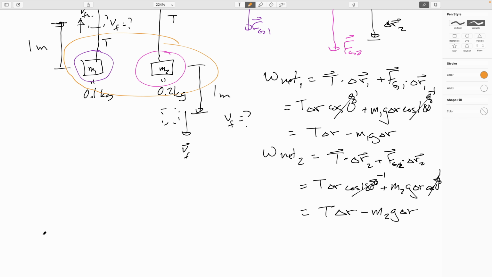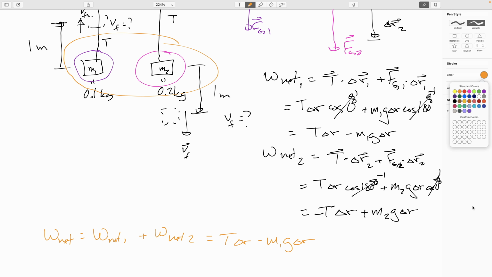So then the net work done will be equal to the work done on object 1, F net 1, plus the work done on object 2, F net 2. So this will be T delta R minus M1 G delta R. Whoops, my bad, I got the signs messed up here. Cosine of 180 is -1, cosine of 0 is +1. My apologies there. Minus T delta R plus M2 G delta R. All right.